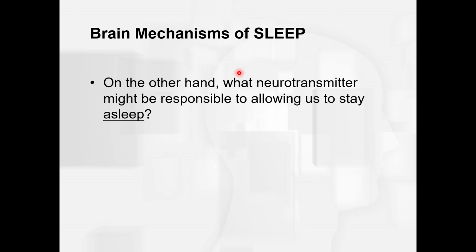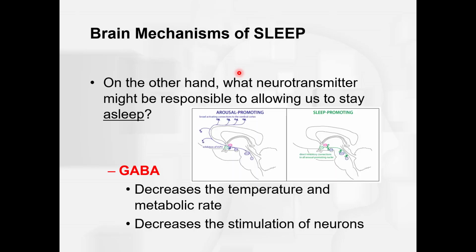So, after looking at that diagram, what neurotransmitter do you think is responsible for allowing us to stay asleep? GABA. So GABA decreases our temperature, decreases metabolic rate, decreases the stimulation of neurons. So it kind of comes along and all those mechanisms that keep us awake during the day, it inhibits those. And so this diagram is showing you, here are the arousal promoting mechanisms, and then here's GABA inhibiting all of those mechanisms, promoting sleep.